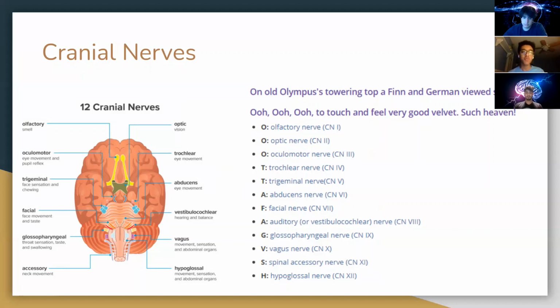The first O refers to the olfactory nerve, which is the first cranial nerve. The second is the optic nerve. The third is the oculomotor nerve. The fourth is the trochlear nerve. The fifth is the trigeminal nerve. The sixth is the abducens nerve. The seventh is the facial nerve. The eighth is the auditory nerve. The ninth is the glossopharyngeal nerve. The 10th is the vagus nerve. The 11th is the spinal accessory nerve. And the 12th is the hypoglossal nerve.